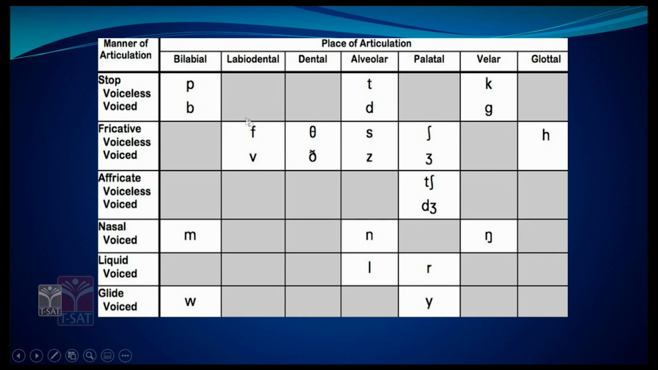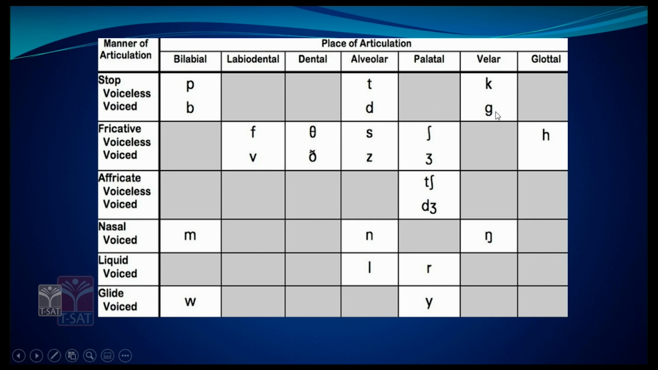And if you see place of articulation, we have bilabial with the two lips, labiodental, dental, alveolar, palatal, velar, and glottal. So how can we give a three-term label to a particular phoneme? For example, if you take the phoneme p, it is voiceless and bilabial, plosive. So the three-term label for the phoneme p is voiceless, bilabial, plosive.